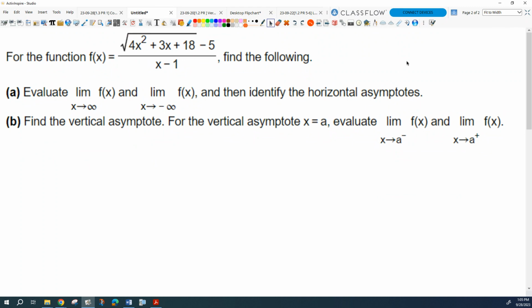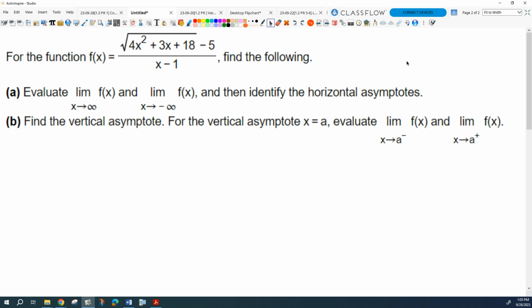Okay, what about this guy? So here we got this function. We want to evaluate the limit of this function at the infinities. Okay, so if we try to, right now, it doesn't help us much because we've got this weird square root up there, right? I can't really plug infinities in anyway, right?